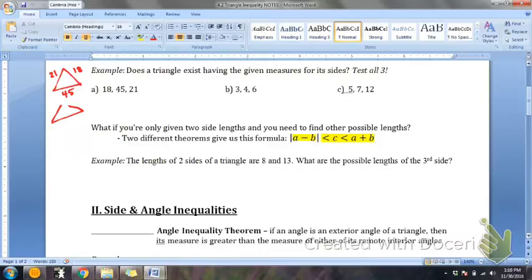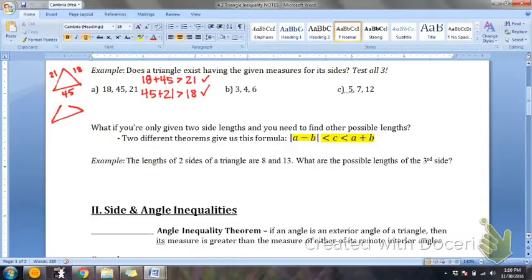So we're going to start by checking 18 plus 45. Is that greater than 21? Yes. Okay, so let's put a little check mark beside it. Now I have to pick a different two. Let's check 45 plus 21. Is that greater than 18? Yes. 45 plus 21, I would agree that is greater than 18.